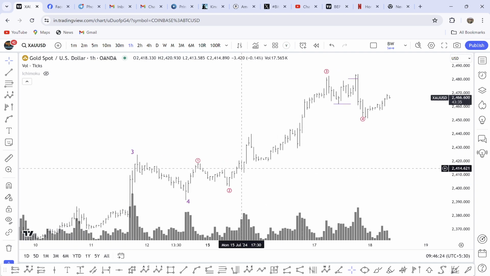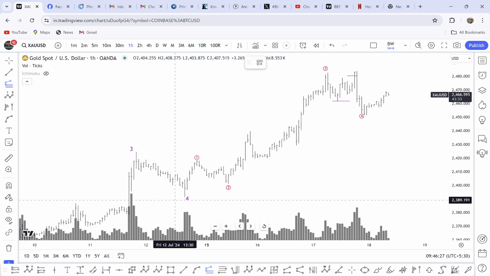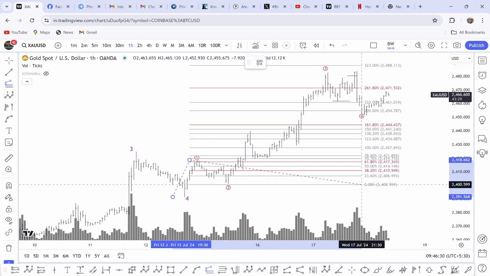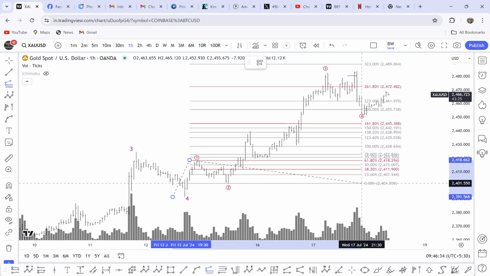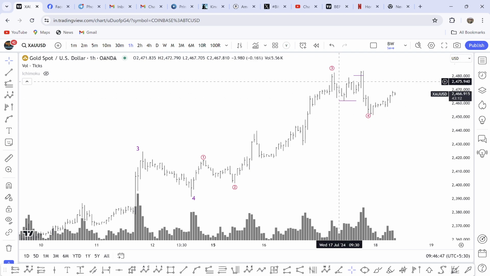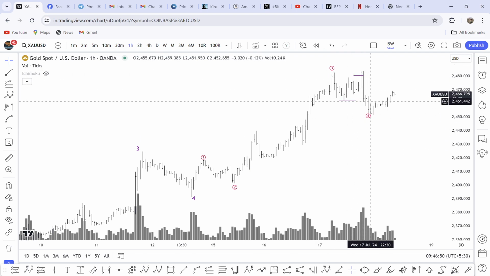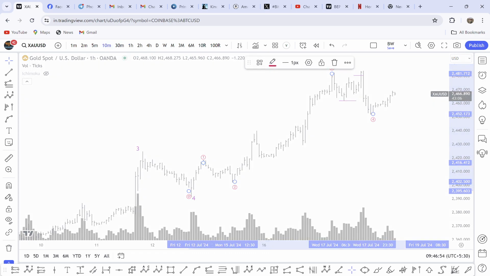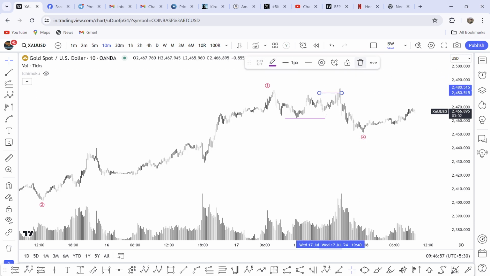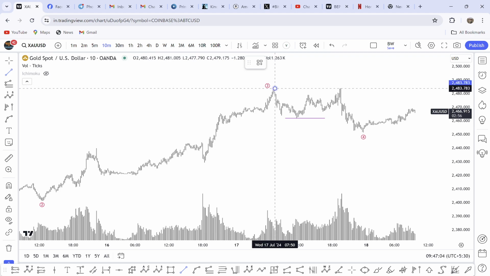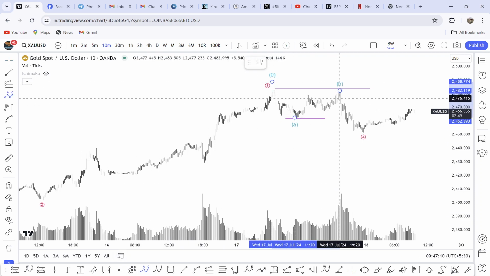and this is the extended third wave. Let's check them. Yeah, it's between 261.8 to 323.0, and you can see here this is A, B, and C. Let's see 10-minute time frame. Yeah, you can see here the B wave has crossed the starting point of the A wave. So it's an inverted flat correction, A, B, and C.